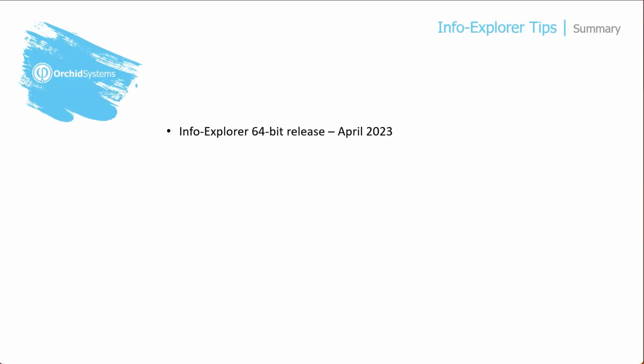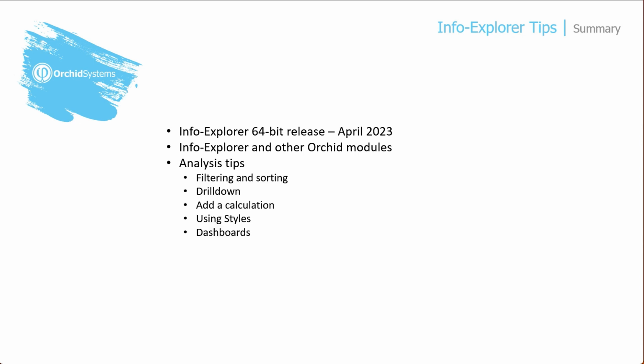In summary, in today's presentation, we've looked at the forthcoming 64-bit release of Info Explorer, and this is what we've demonstrated in this webinar. We've touched on using Info Explorer with other Orchid modules. We've demonstrated some analysis tips in filtering, sorting, drill down, adding calculations, displaying ranks, using styles to format your cubes better, and putting it all together on dashboards. Looked at options to refresh the cubes. Looked at security considerations and some support questions around using Query Builder and Object Model.